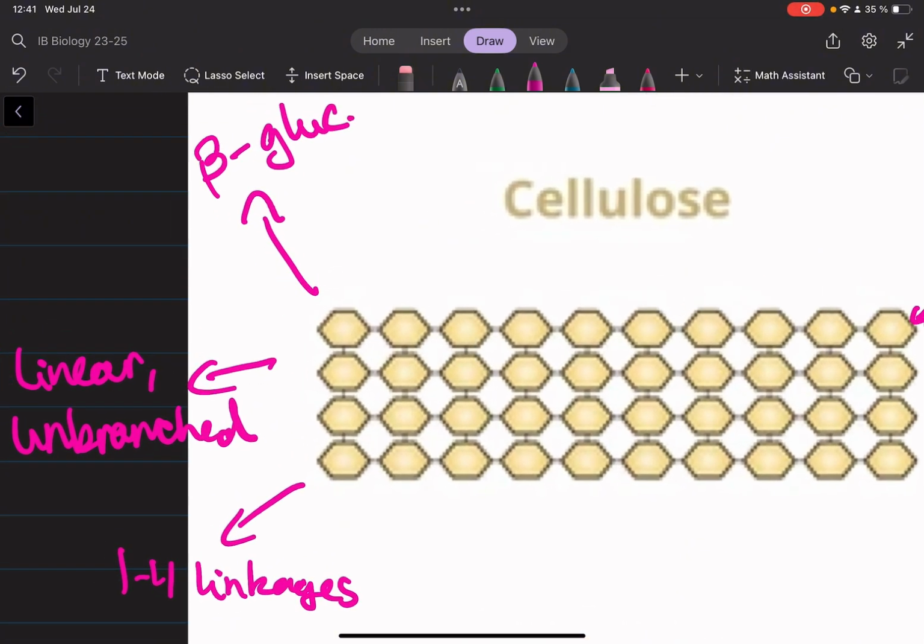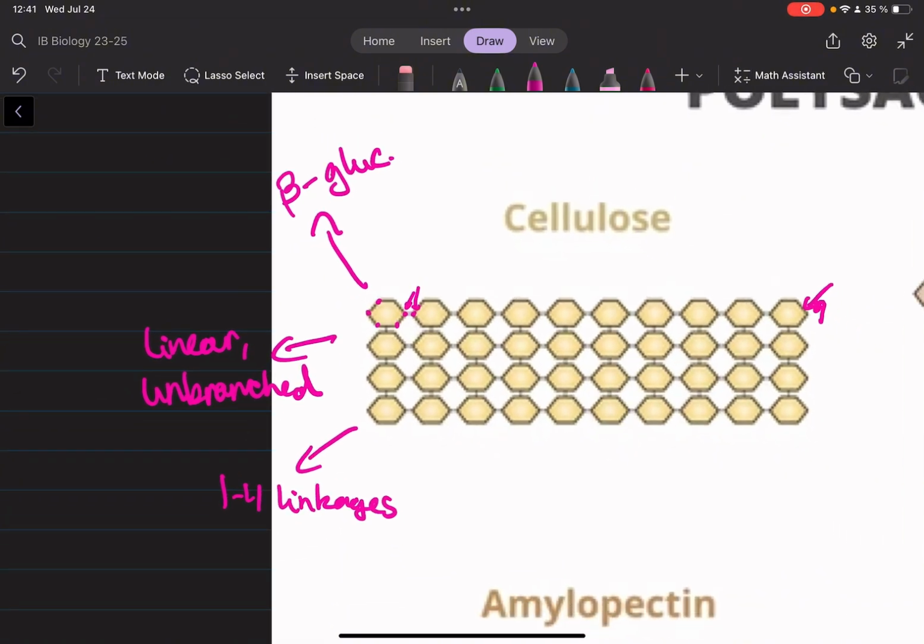So if we count, you always count clockwise when you're talking about this. But this would be a glucose, so this would be 1, 2, 3, 4, and 5 glucoses. This is the first glucose, and this would be the first carbon, and this would be the 4th carbon, which is why it's called a 1 to 4 linkage, because the bond is between the 1st and the 4th carbon. So I hope that makes sense.